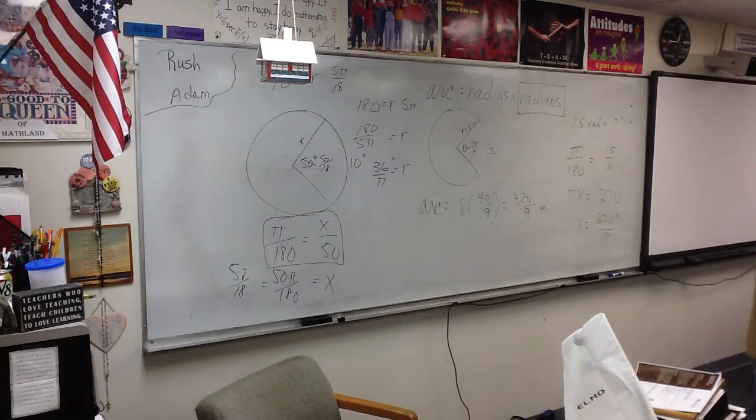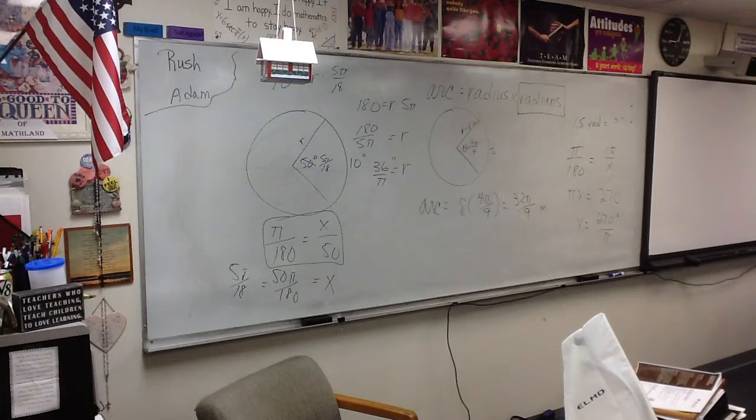Number 4, we just talked about a couple days ago, so maybe that's fresh in your mind. Find a positive and a negative coterminal angle for 230. What would be a positive coterminal angle for 230? 590. How did we do that? Add 360, very good.